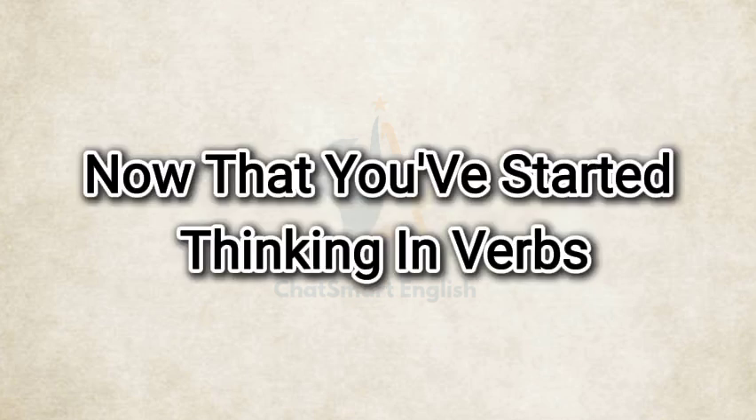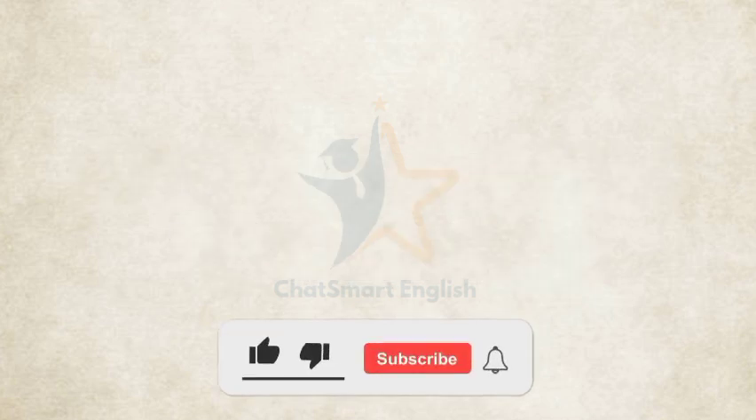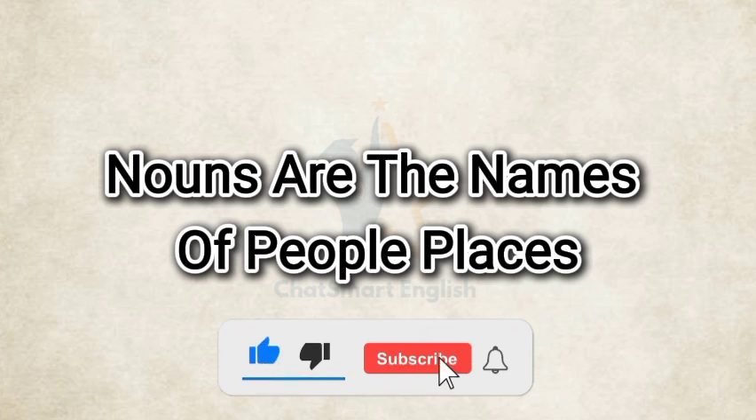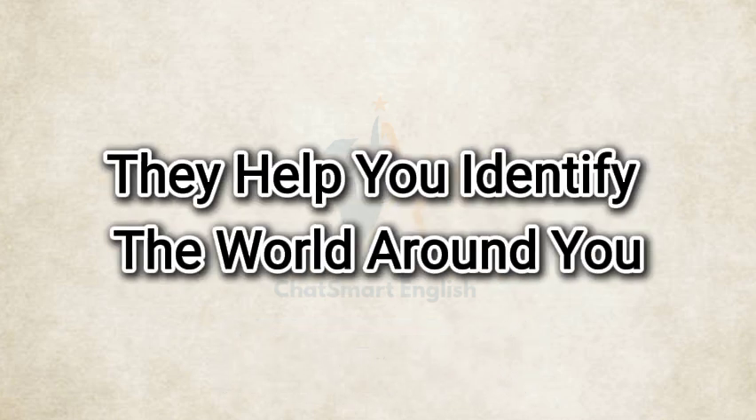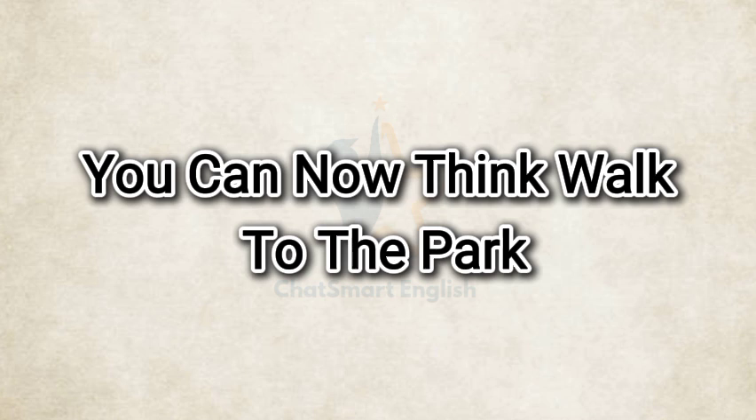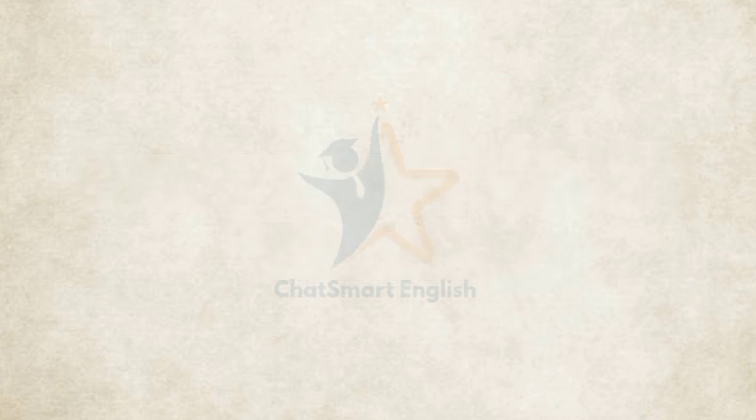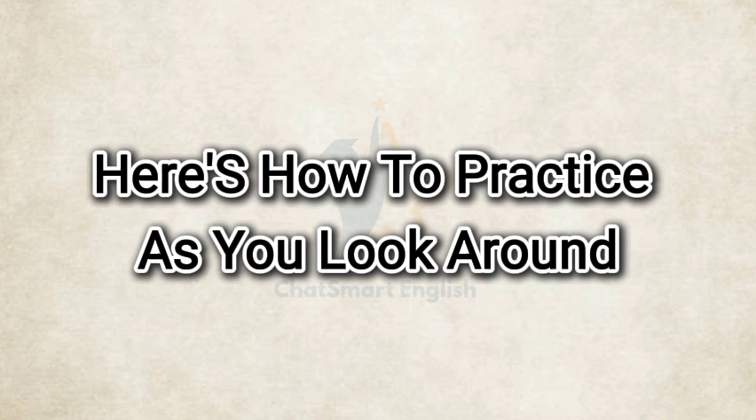Now that you've started thinking in verbs, let's add nouns to the mix. Nouns are the names of people, places, things, or ideas. They help you identify the world around you. For example, instead of just thinking, walk, you can now think, walk to the park, adding a location or object to the action. Here's how to practice.